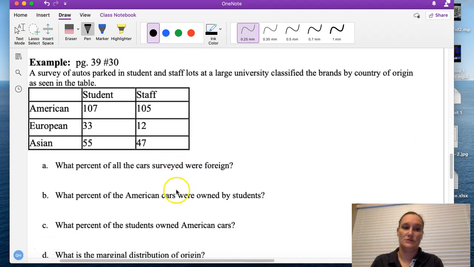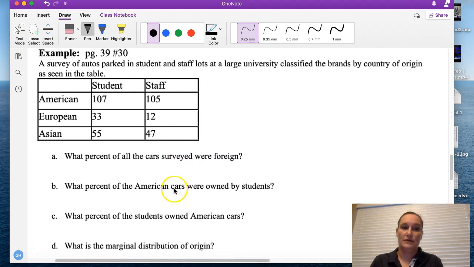All right, so let's do this example. A survey of autos parked in student and staff lots at a large university classified the brands by country of origin as seen in the table. So this side of the table is the make of the car, whether it was made in America, Europe, or Asia. And then this part is students versus staff. So who drives the car, students or staff? So we have two variables, the category of the person, so are they a student or staff, and then the category of their car, what the make of the car is.